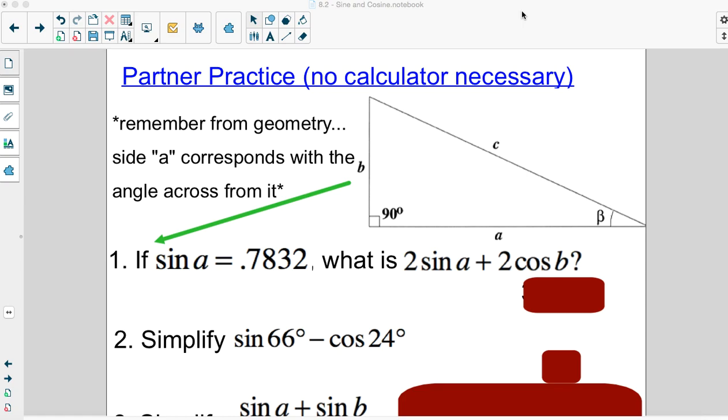All right, so we just finished up day one for sine and cosine last lesson. Today is really just working with it, seeing some different types of problems.